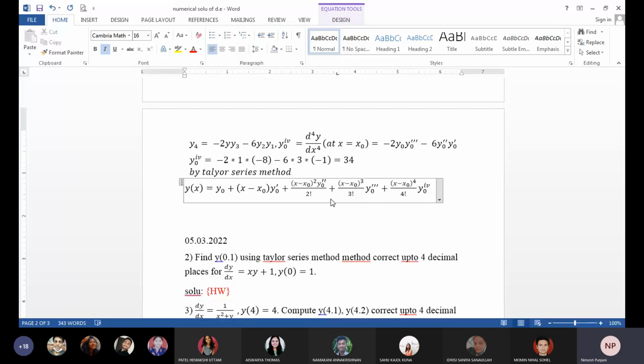Okay, this is what my formula is. This is a general formula. The question tells us to find y of 0.1.